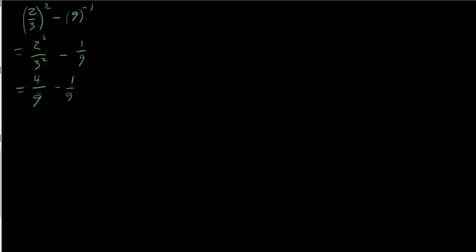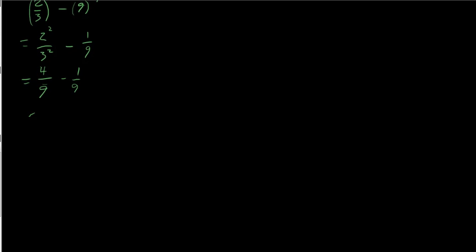And we have a common denominator, so we can just subtract across the numerators. So we have 3 over 9. And then we can reduce that, and that'll just be 1/3.